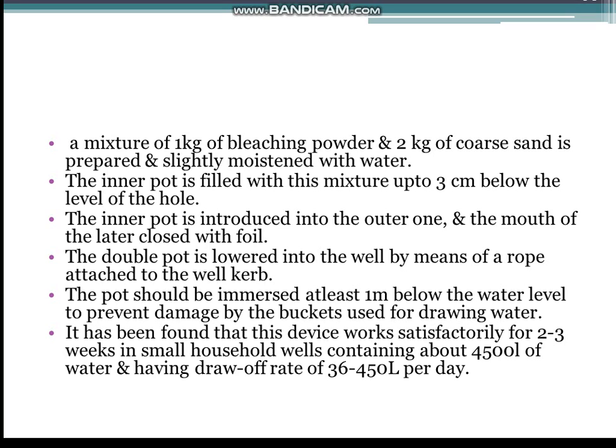With this, we bring an end to the topic of purification of water, both on a large scale and on a small scale.